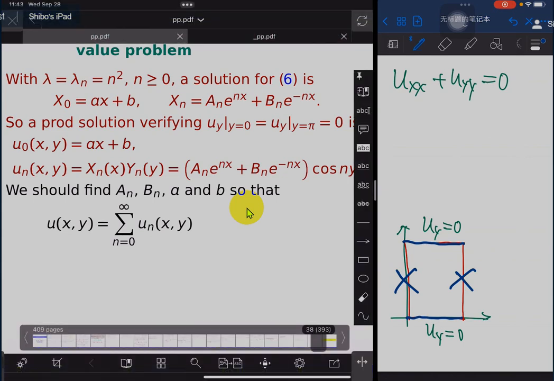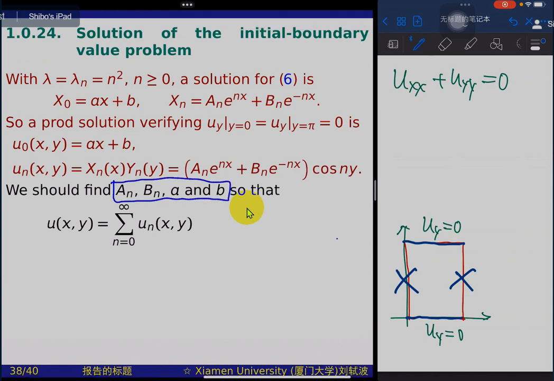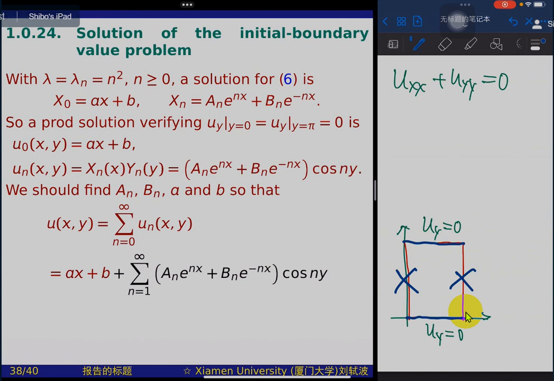We should try to find a suitable value of this coefficient so that the corresponding u_n satisfies the boundary condition on the left and the right segment of the boundary. Okay? Now, the series sigma u_n: when n is 0, that is u_0, therefore this is ax plus b. And then from n greater than 0, n from 1, 2, 3, and so on, this last line on my slides is the explicit expression for u.